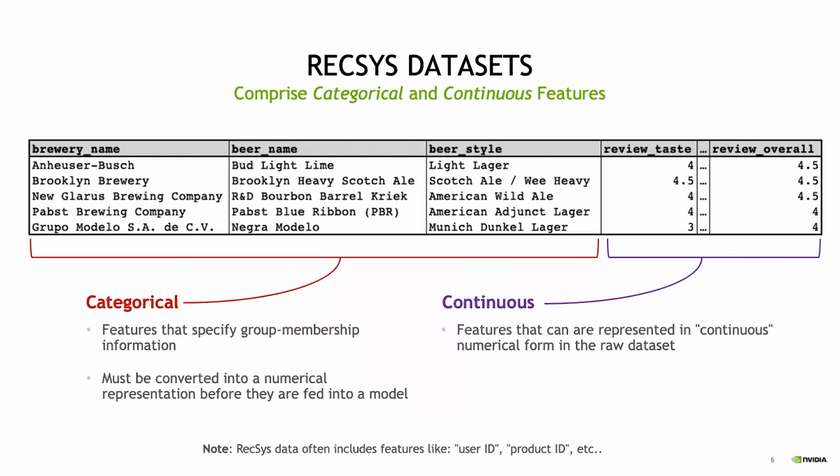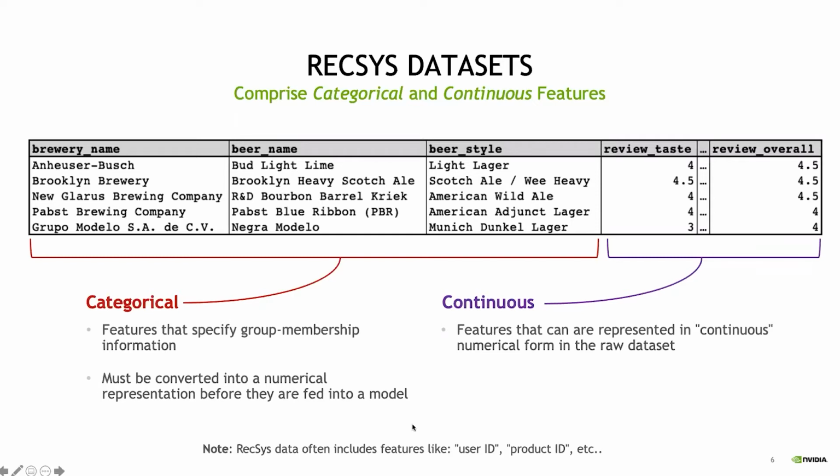So, what does a RecSys dataset look like? There's a lot of variation on this answer, but typically it's going to be a tabular dataset with columns like brewery name, review, things like that. The thing to keep in mind is that we can usually separate the data types in these columns into two general categories. Categorical, which means that the values specify some type of group membership information. And the other type would be called continuous. These are features that you can usually represent in some continuous numerical form in the raw dataset.